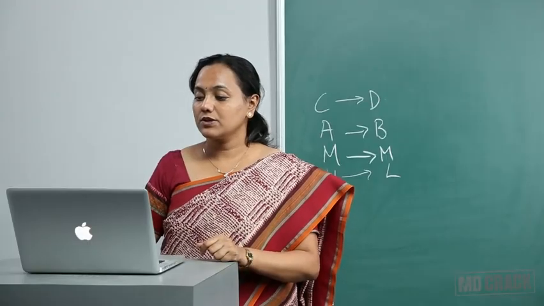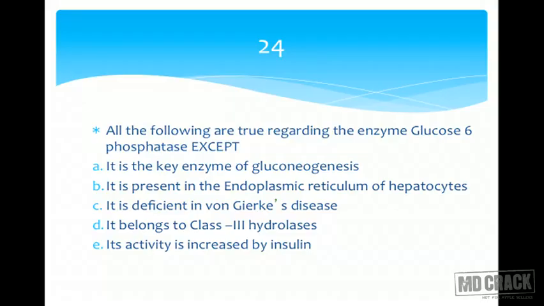Let us go to the next question. All the following are true regarding the enzyme glucose 6-phosphatase, except: it is the key enzyme of gluconeogenesis; it is present in the endoplasmic reticulum of hepatocytes; it is deficient in von Gierke's; it belongs to class 3 hydrolases; its activity is increased by insulin. What was your answer?